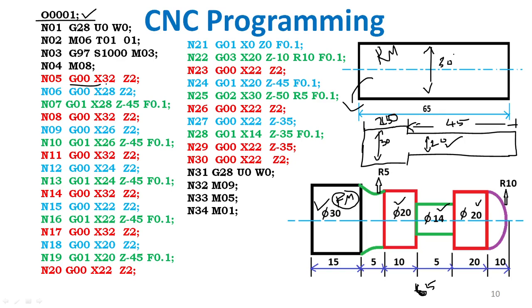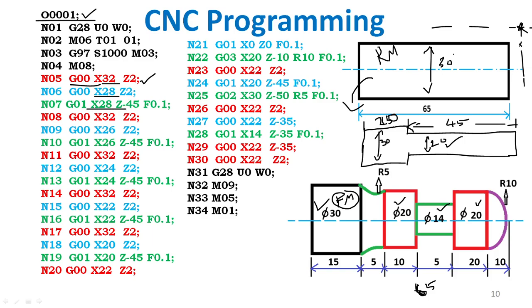Here G0 X32 Z2 is the safest position of the tooling. Then next X is 28, Z is 2. So you want to remove by turning operation, X is 20, Z is 45.